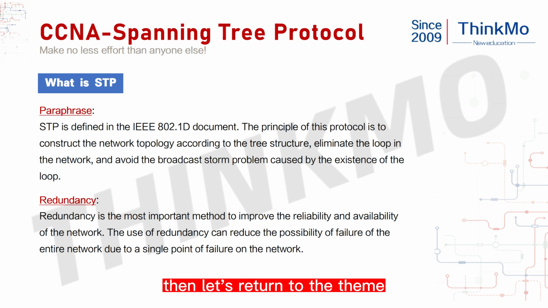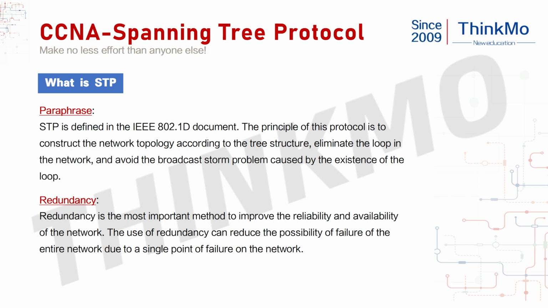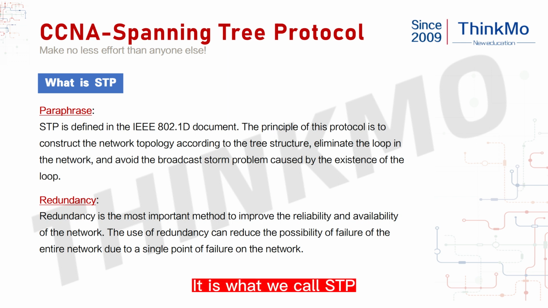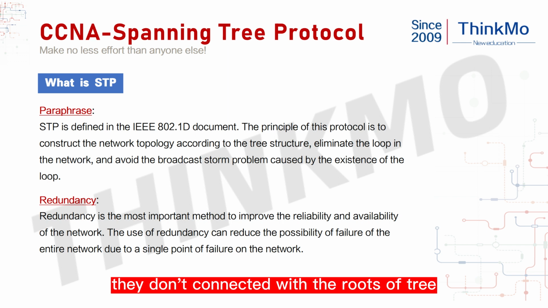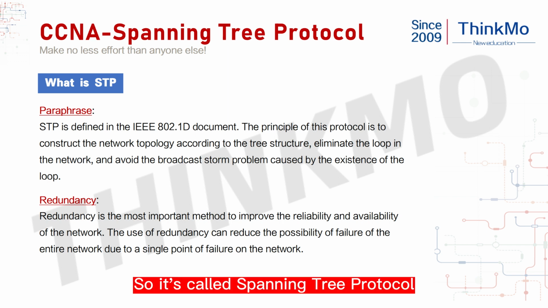Then let's return to the theme: how to break loops in the redundant switching network. I believe many people have heard of it. It is what we call STP, the Spanning Tree Protocol. We all know that a tree structure has no loop, because a tree has roots, branches and trunks, and the branches don't connect back to the roots of the tree. So it's called Spanning Tree Protocol.